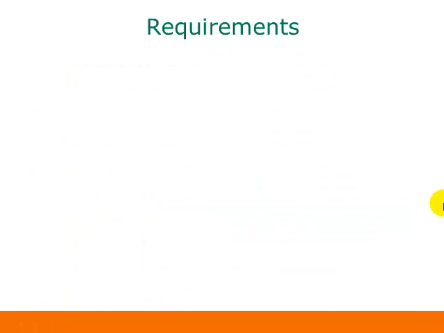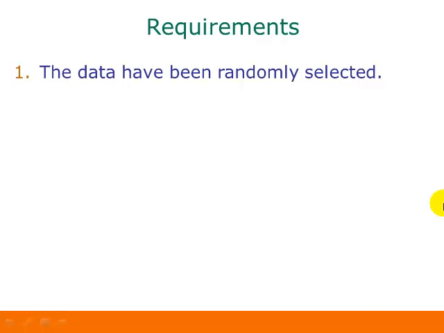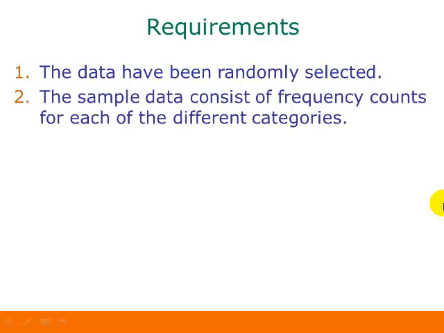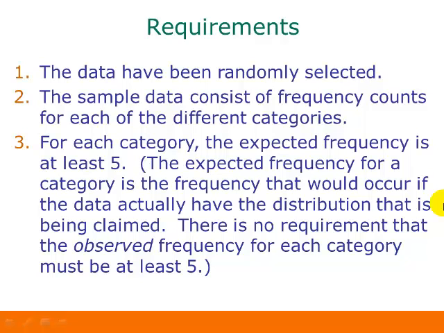The requirements to do this type of test are: first, the data have been randomly selected. Second, the sample data consist of frequency counts for each of the different categories. And finally, for each category, the expected frequency is at least 5. So the expected frequency for a category is the frequency that would occur if the data actually have the distribution that's being claimed. There's no requirement that the observed frequency for each category must be at least 5, just the expected frequency.